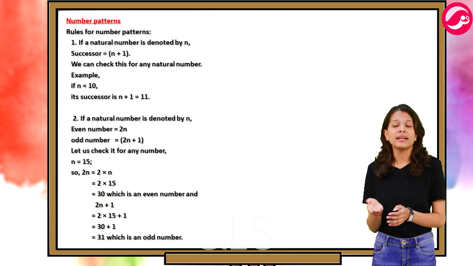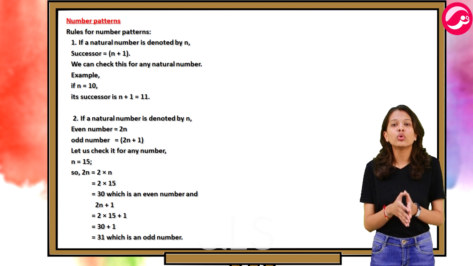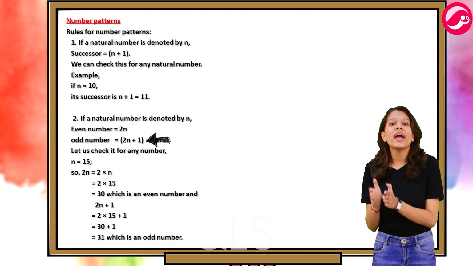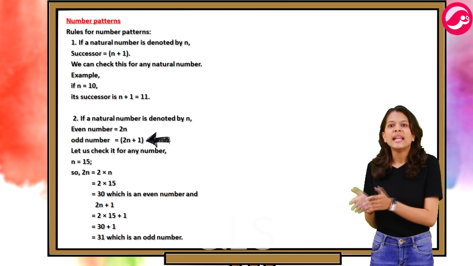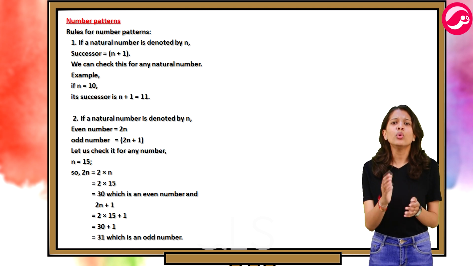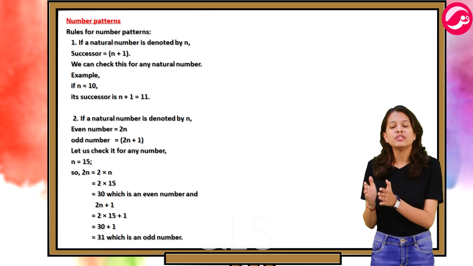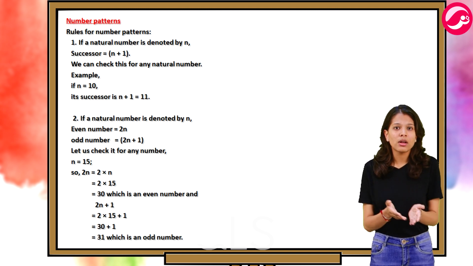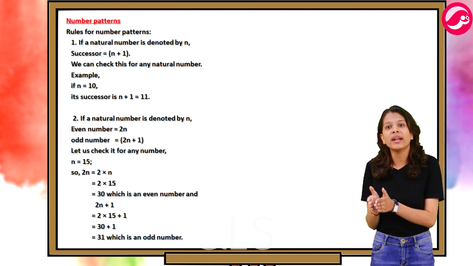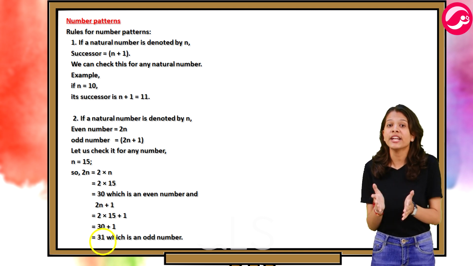The second rule is, if a natural number is denoted by n, then 2n is an even number and 2n plus 1 is an odd number. Let us check it for any number. Say n is equal to 15. So 2n is equal to 2 into 15, that is 30, which is an even number, and 2n plus 1 is equal to 2 into 15 plus 1, which gives us 31, which is an odd number.